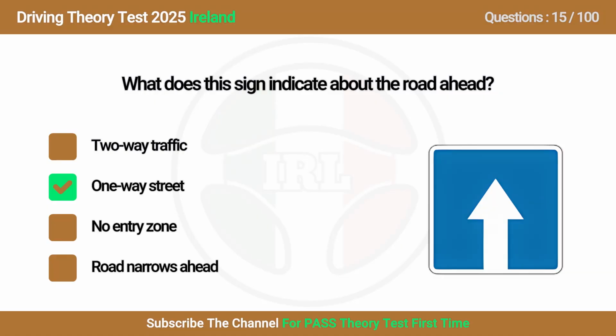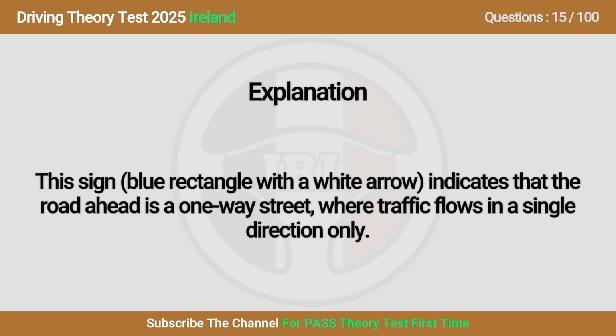Answer is B. One-way street. This sign, a blue rectangle with a white arrow, indicates that the road ahead is a one-way street, where traffic flows in a single direction only.